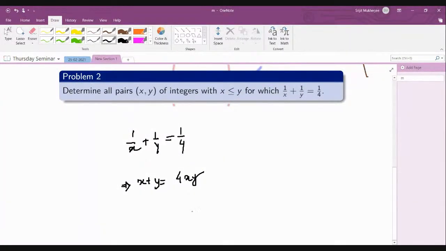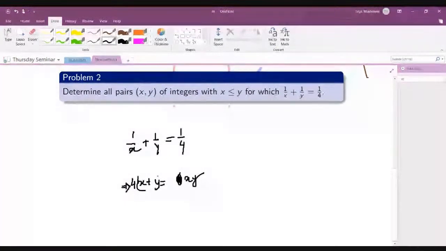No, I'm so sorry. It's equal to 4 times (x plus y). What's next? 4(x plus y) is equal to xy. And you get, yes, you're right.